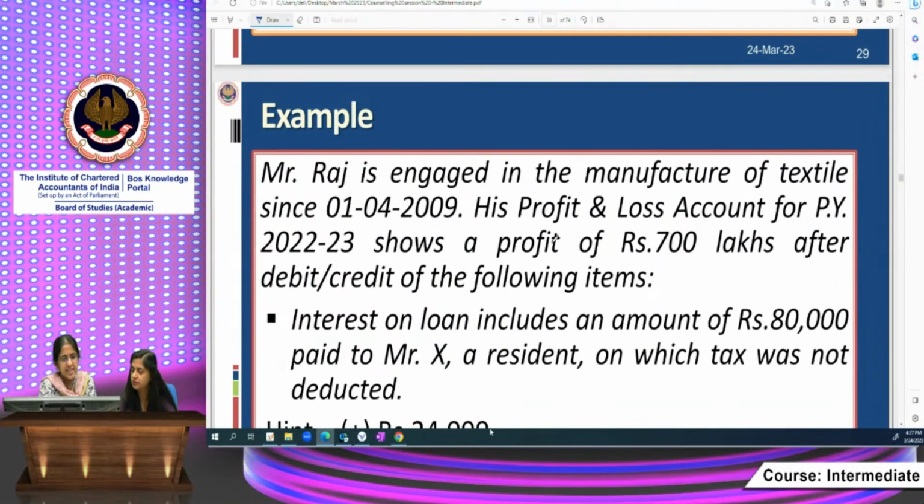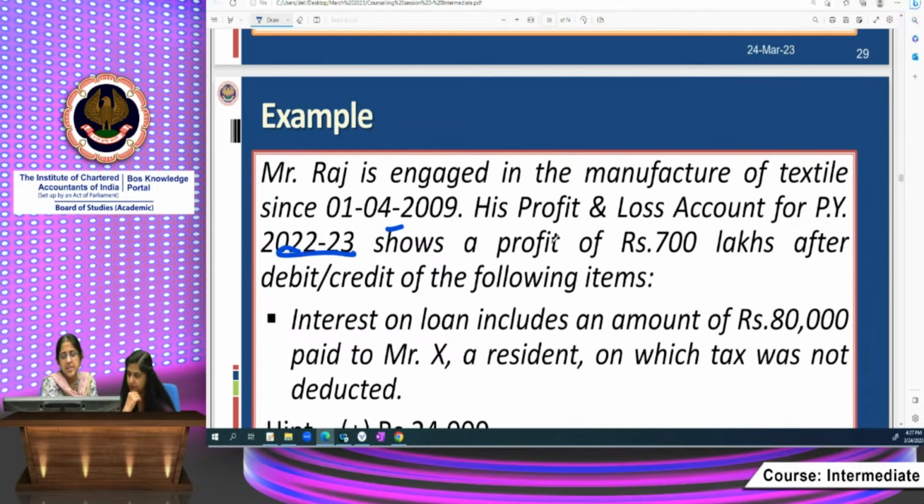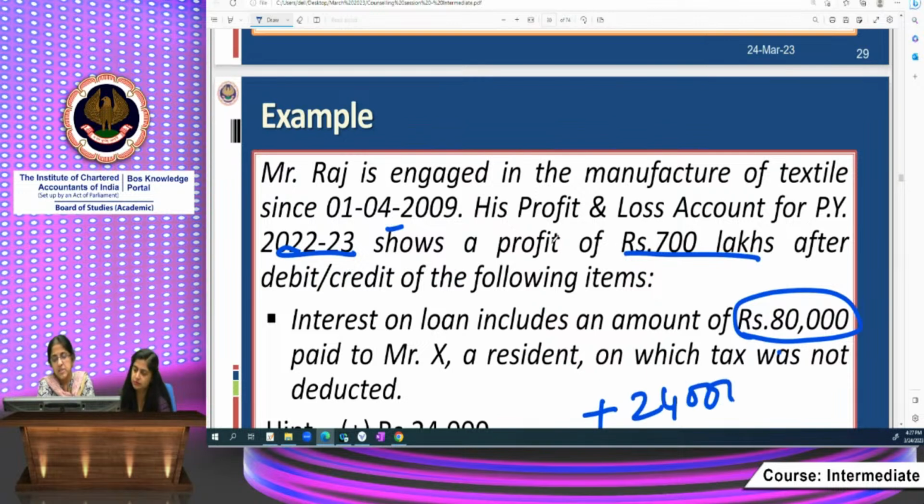Mr. Raj is again engaged in the business of manufacture of textile. His P&L account for 2023 shows a profit of 700 lakhs after debit and credit of the following items. Interest on loan includes an amount of 80,000 paid to Mr. X, a resident, on which tax was not deducted. So what should you do? It is debited to the P&L account, 80,000, tax is not deducted, so simply 24,000, 30% of 80,000, you have to add back. This is a simple thing.